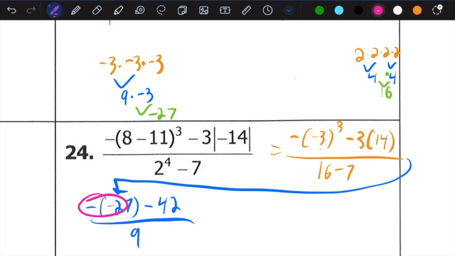Now those two negatives right here in a row are important to note, because since it's parentheses and not absolute values, we aren't going to be changing this sign just because of the absolute value. But when we have two negatives in a row, the negatives mean opposites. The opposite of a negative is secretly a positive, so we make them both positive. And so we have a positive 27 minus 42, and that's negative 15 over 9. Once again, that's because you have two negatives in a row with no operations between them.